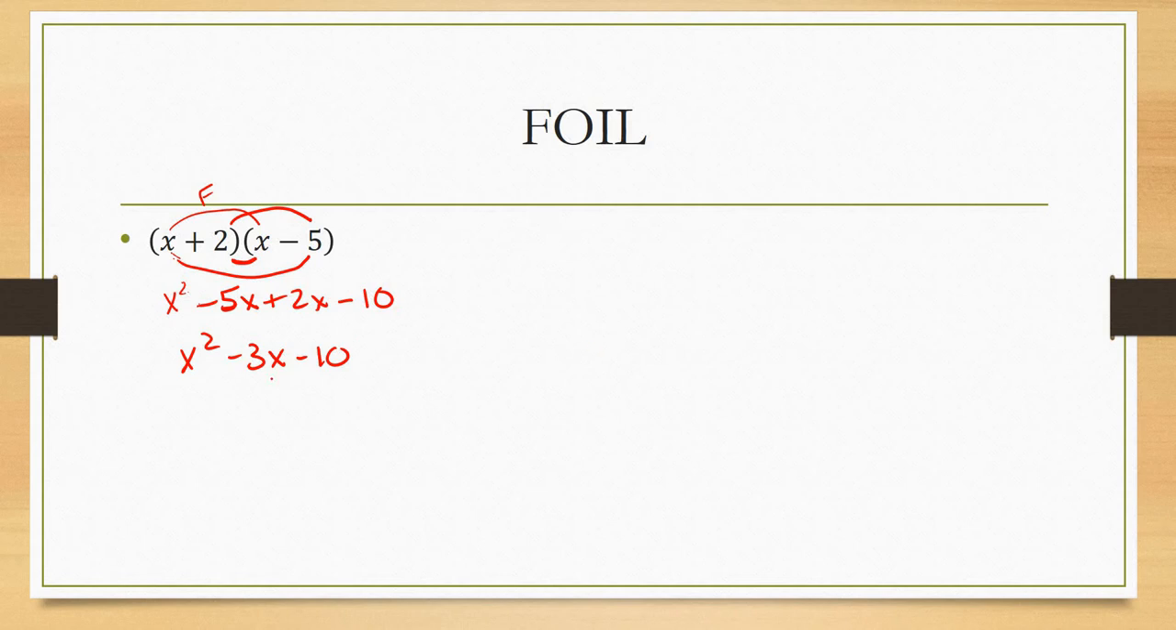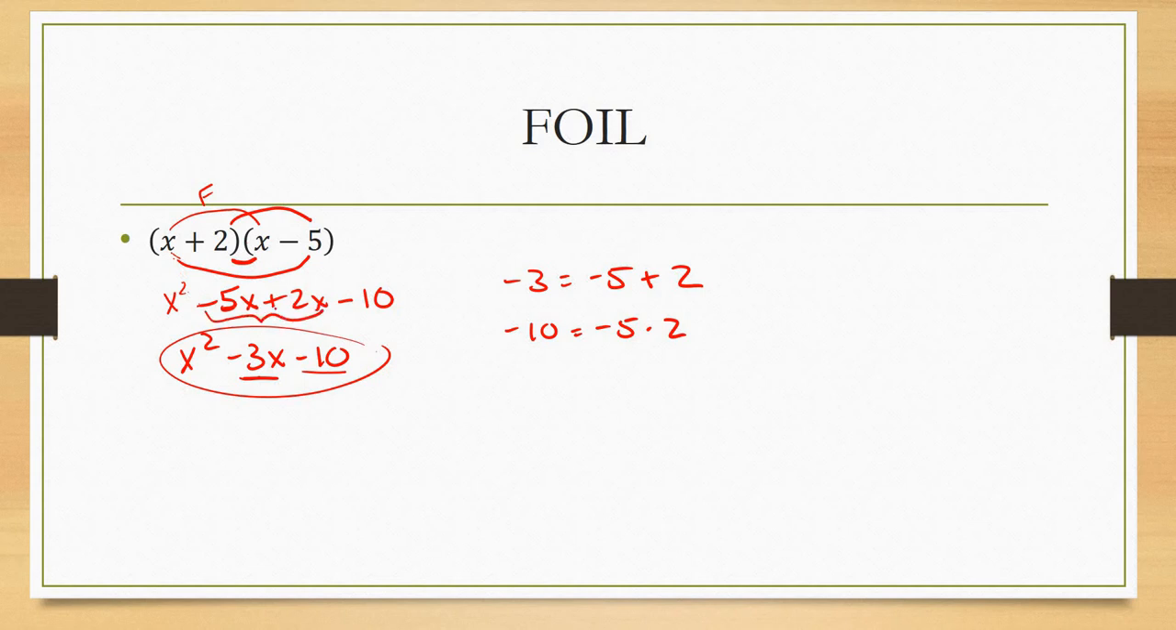Now if you'll notice, this middle term came from adding negative 5 plus 2. And the last term came from multiplying negative 5 and 2. That's going to be a key piece of information that we're going to use when we go to our factoring. So multiplying, we use FOIL. The middle term comes from adding these two numbers. The last term comes from multiplying those two numbers.